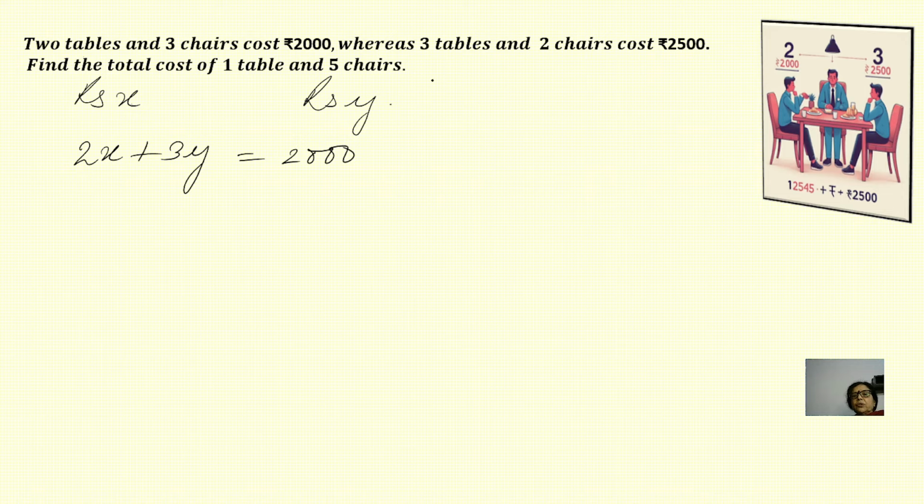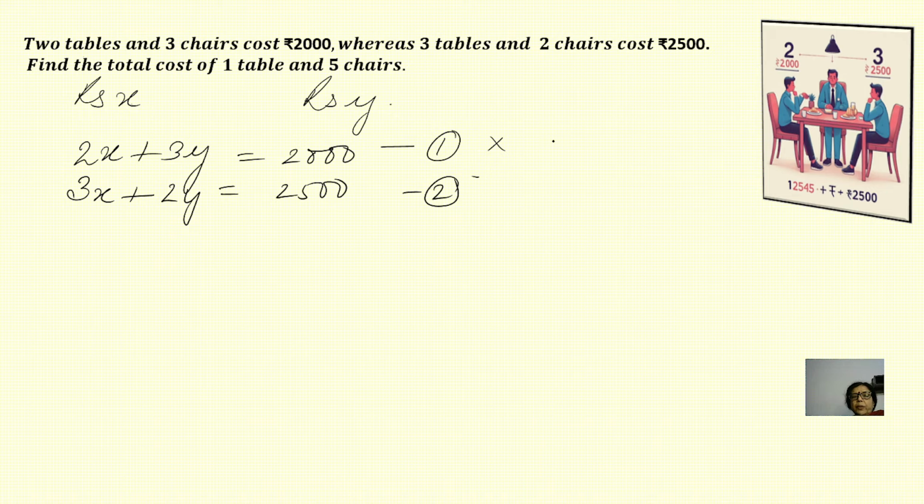Three tables and two chairs cost 2500. So in the same way, we can frame the second equation. 3x plus 2y is equal to 2500. Now in order to solve them, we can use any of the methods that is convenient to us. We can use the elimination method or we can use the substitution method. Now I want to use the elimination method. So I'll see to it that the coefficient of either of the variables are equated first. Let me equate the coefficient of x.